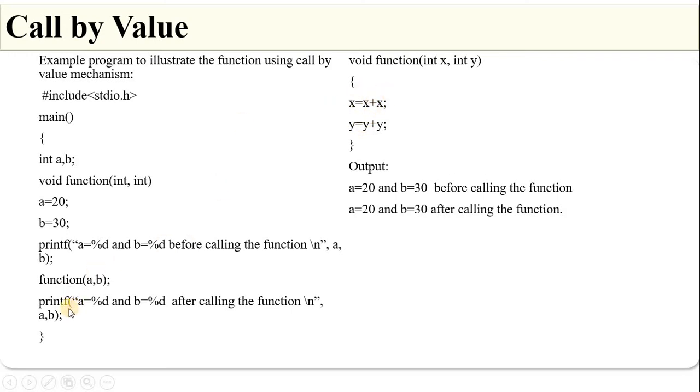After this, I am coming here and I am trying to print the actual parameters only, a and b.